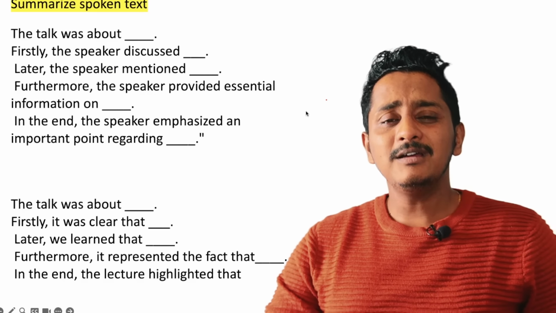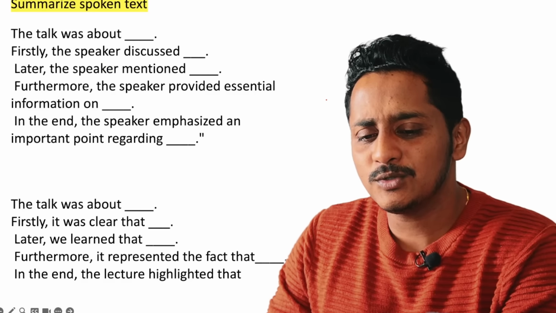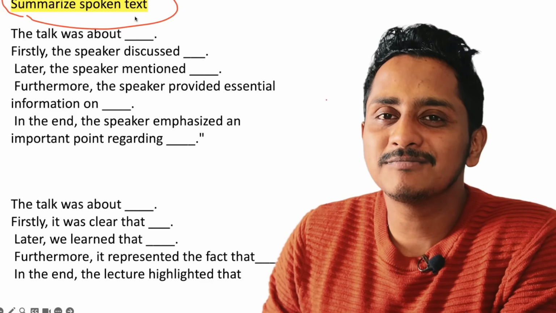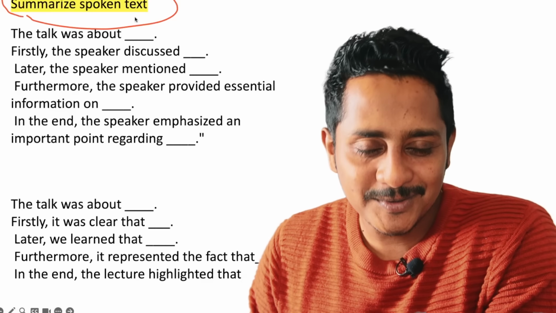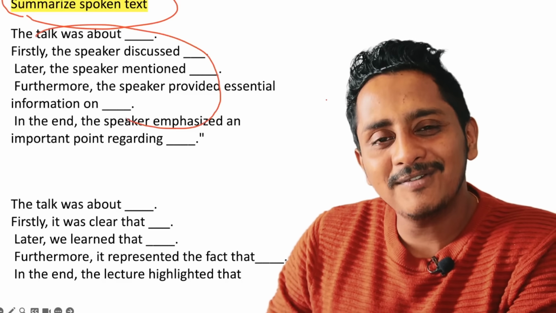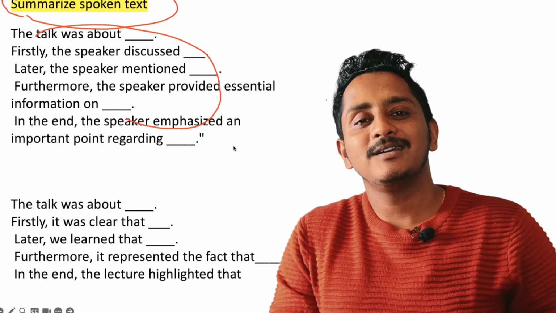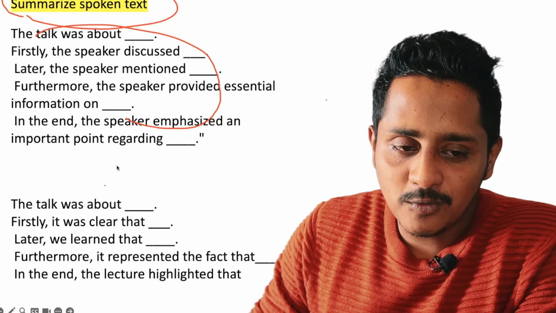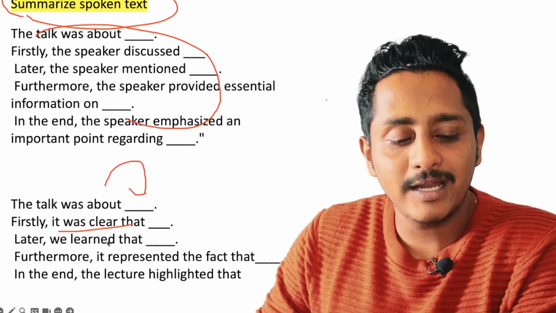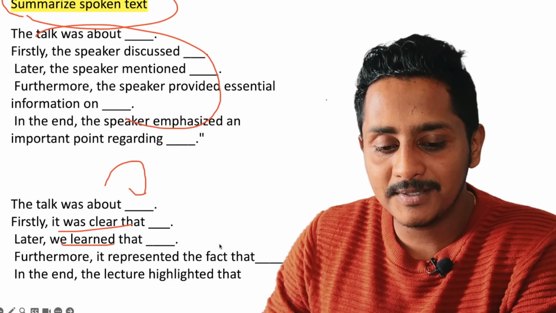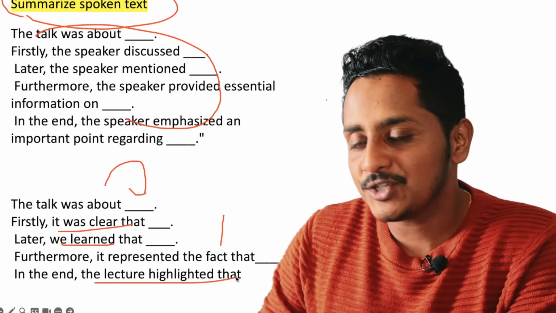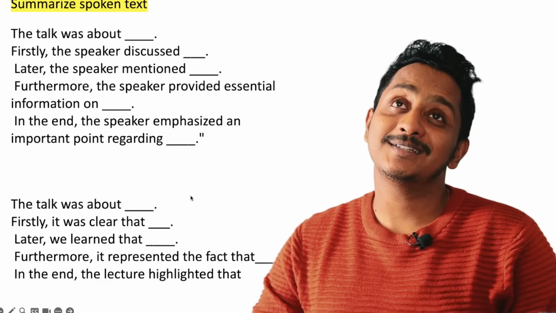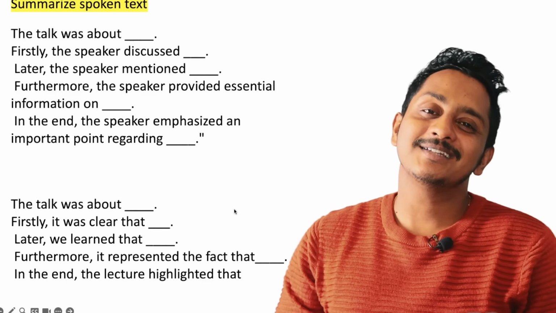But now the new one is even more concise, to the point, because yes, software is transforming, you need to write some phrases. If the template covers everything, what will you write? So, as a result I have made it even more concise. The talk was about, firstly it was clear that, later we learned that, furthermore it represented the fact that, in the end the lecture highlighted that. As little as possible, but now the task is how to write. You need to learn to write, correct?